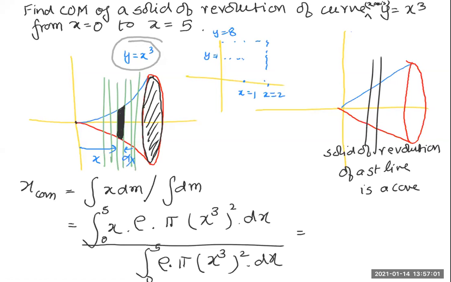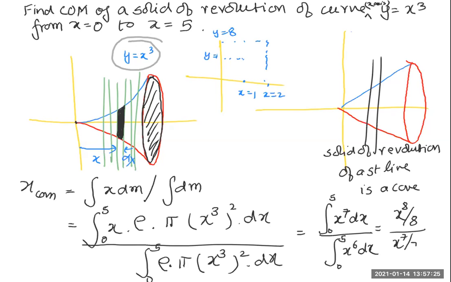They will come out of the integral, and I will get integral of x raised to the power 7 dx divided by integral of x raised to the power 6 dx, 0 to 5. This is equal to x raised to the power 8 by 8 divided by x raised to the power 7 by 7, 0 to 5.